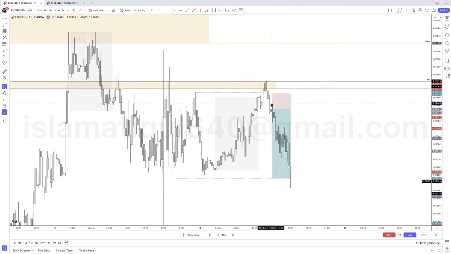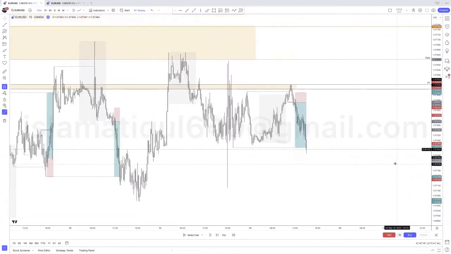So that would have been a safer entry. Now this one we were lucky. It moved up, it rejected, we entered again. But sometimes right after this breakout, the momentum kicks in and it starts to melt, and we will miss the entry.